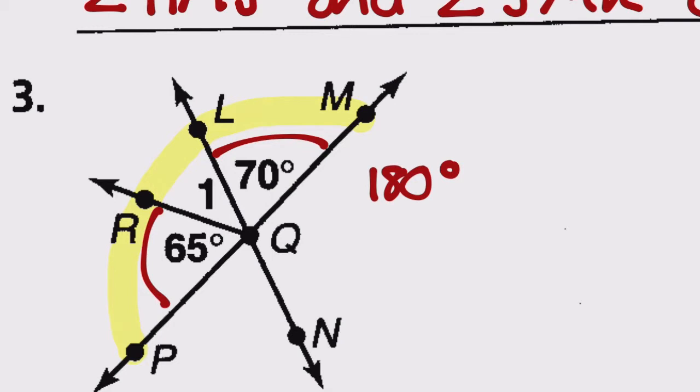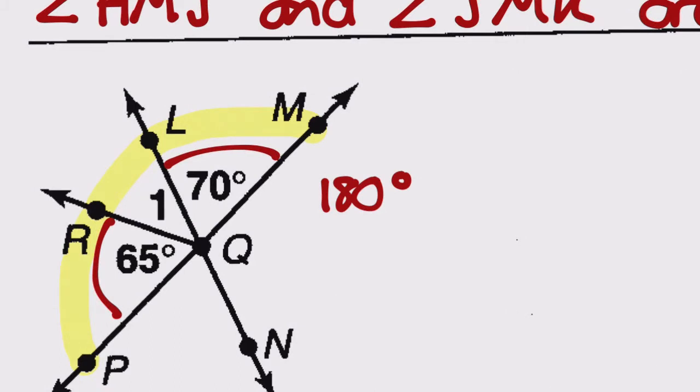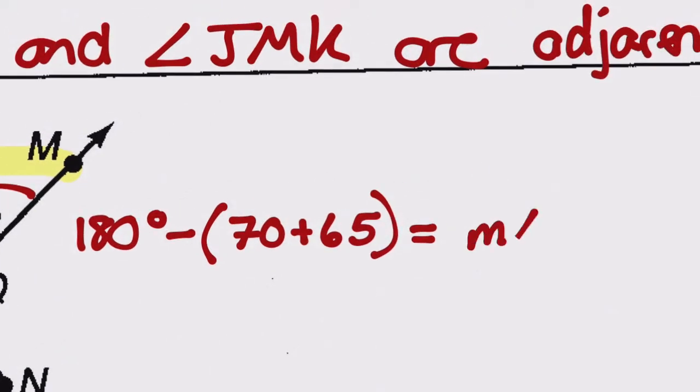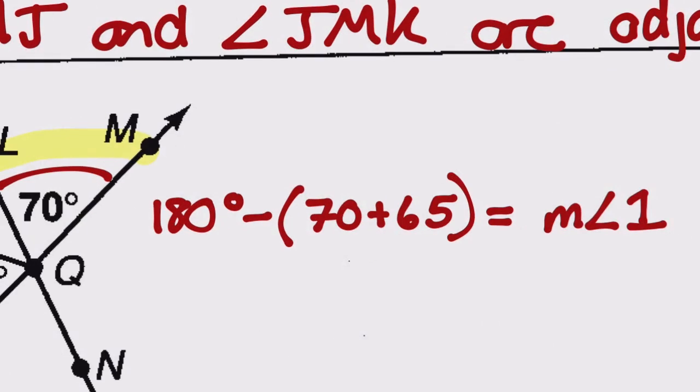So what could I do to find angle 1 here? You add 70 and 65, and then whatever that total is, you subtract that from 180. Okay, so I can subtract 70 plus 65, and that's going to equal the measure of angle 1. Notice how I wrote this: 180 degrees minus what Grace said, the addition of 70 and 65, and that's going to equal the measure of angle 1. So Reagan's already got these added up. What is it? 45. Okay, so 45 degrees is the measure of angle 1.